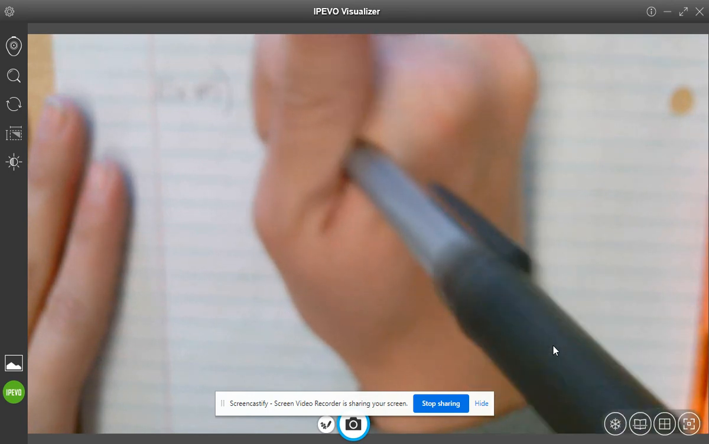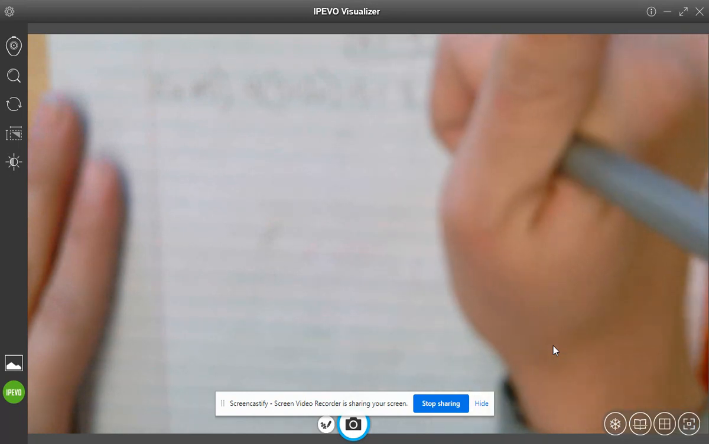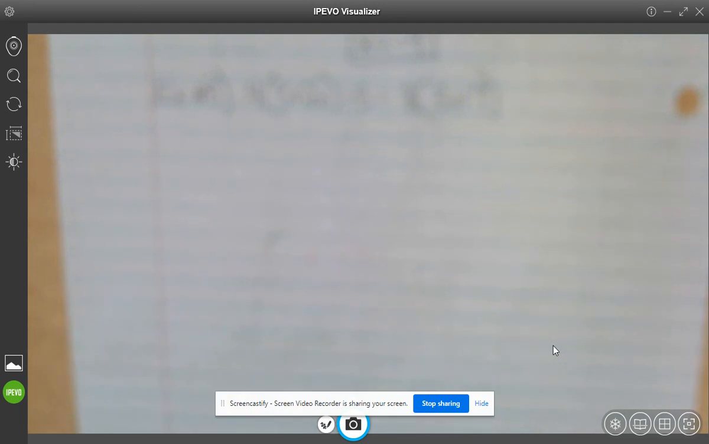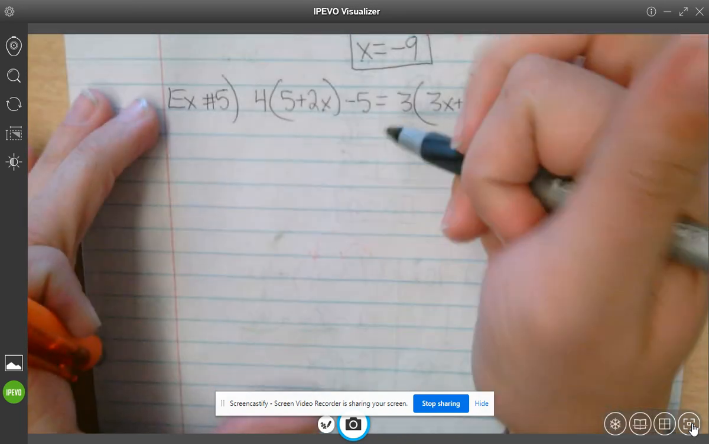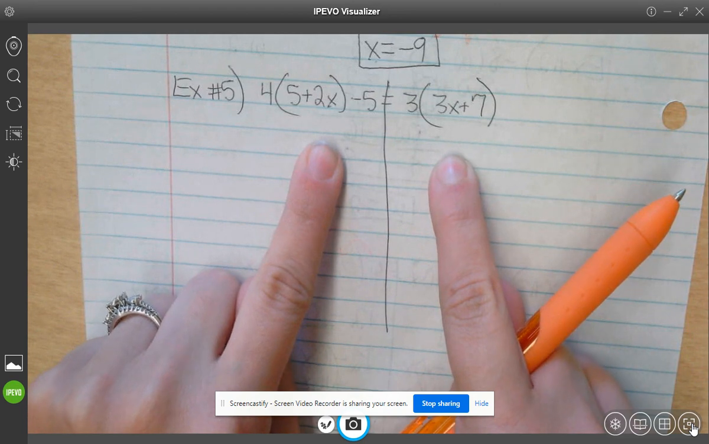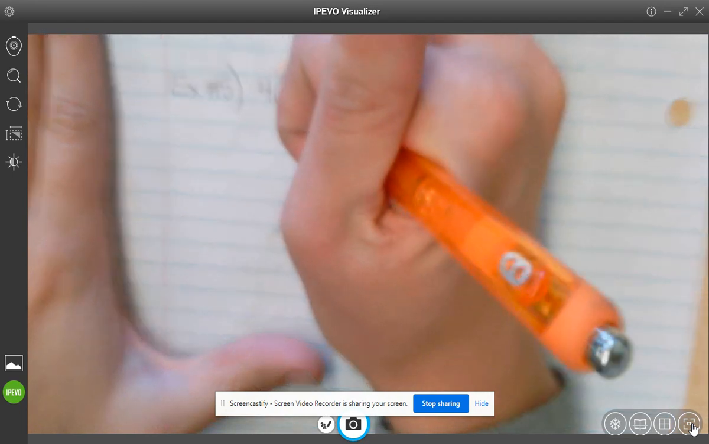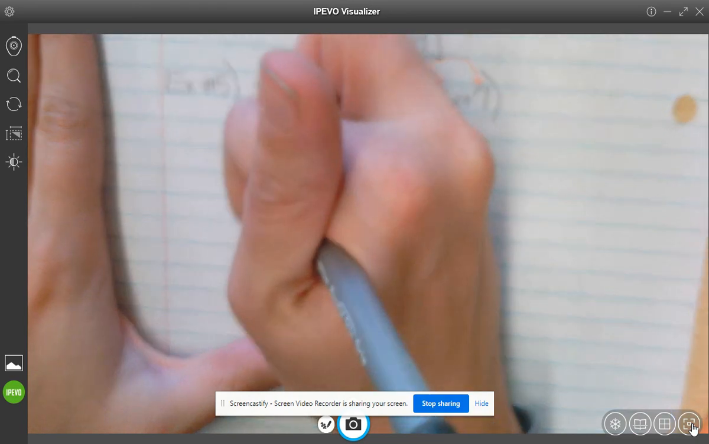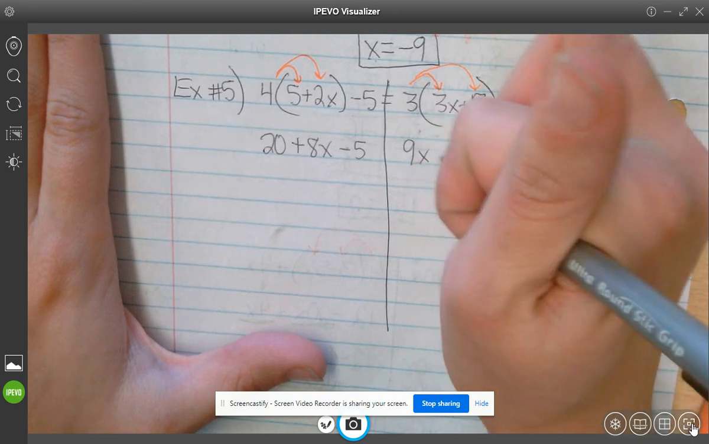4 times the quantity 5 plus 2x, minus 5 equals 3 times the quantity 3x plus 7. Okay, so we have got to simplify both sides. So I want you to pause this and I want you to distribute and combine your like terms on both sides and see what you get. Ready? Pause. So that should be 20 plus 8x, drop that down, minus 5, equals 9x plus 21.